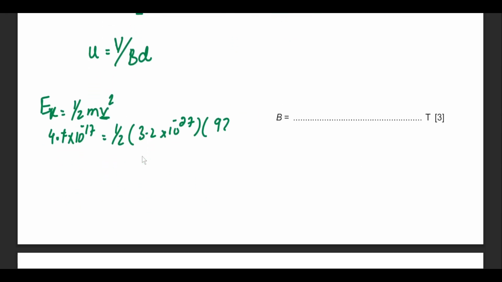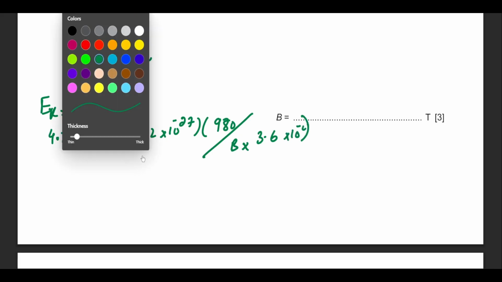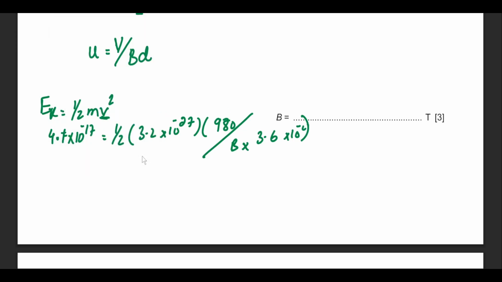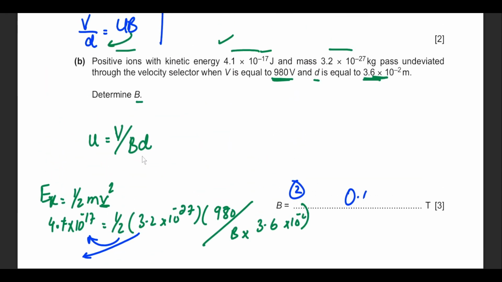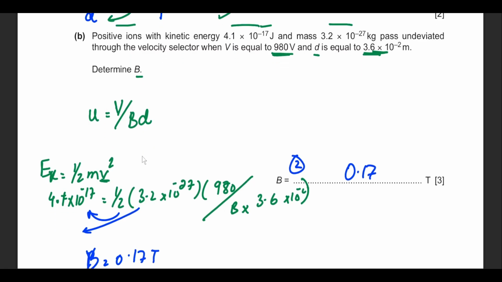So this will be 980 divided by B multiplied by 3.6 times 10 raised to the power minus 2, bracket close, and all of this, since it's velocity, has a square on top of it. When you rearrange everything, this gets multiplied, this gets divided, and then the square root gets settled for this. Your final answer for B should come out as 0.170. Please perform the algebra correctly. This will be 0.170. Everything is given to you.